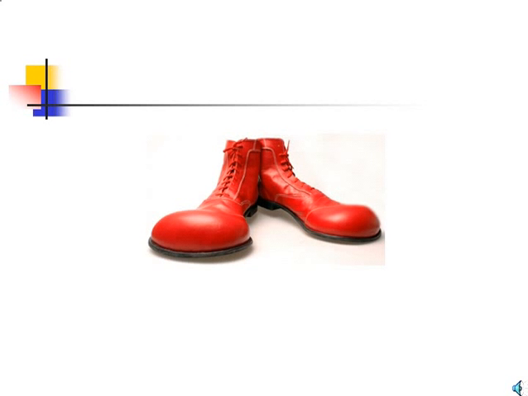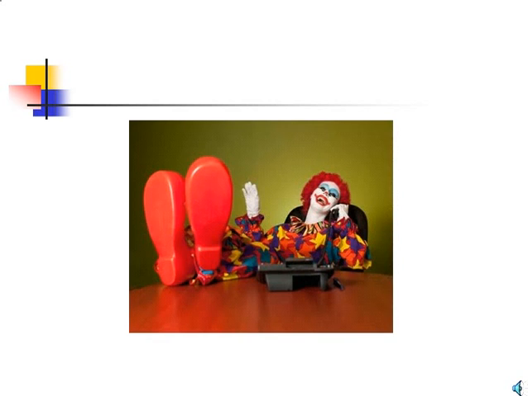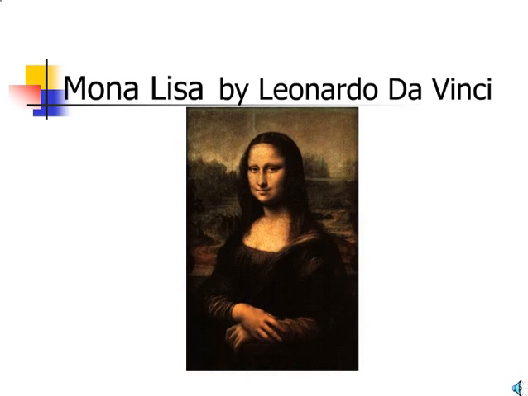For example, does a clown's feet look like they are in proportion with the rest of the body? Of course not. That's one of the things that makes a clown look so funny. The feet are out of proportion. This is a famous painting by Leonardo da Vinci called the Mona Lisa. This image has the ideal proportions, which Leonardo called divine proportion.